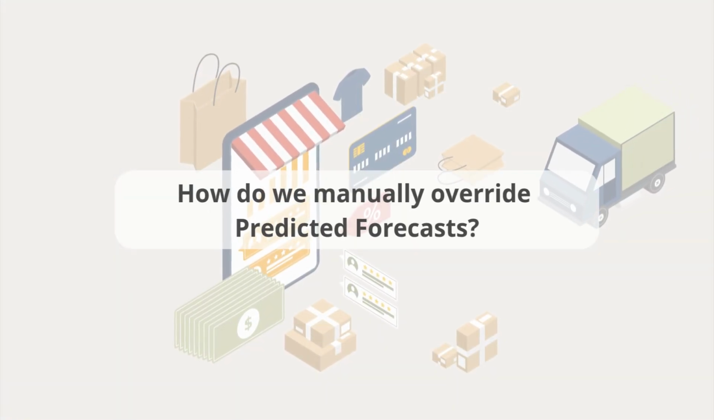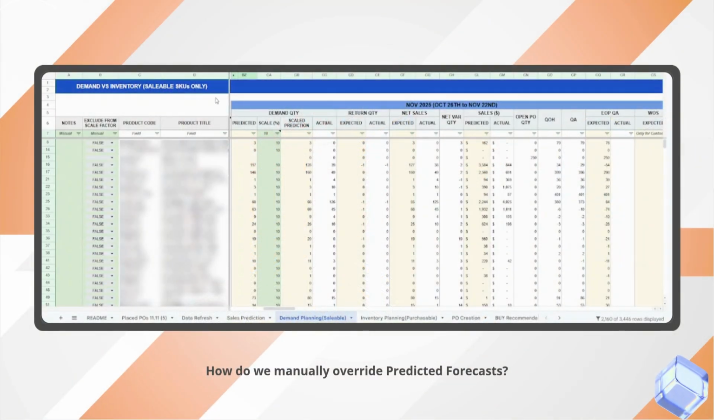How do we manually override predicted forecasts? Planners can apply a plus or minus scale factor percentage across categories or for any specific SKUs, over and above the model-generated prediction. The sheet recalculates demand immediately and logs user, scope, and timestamp.